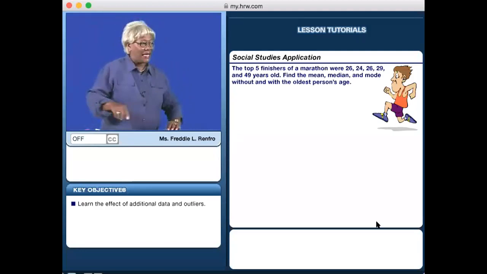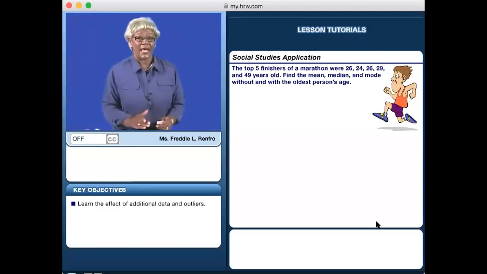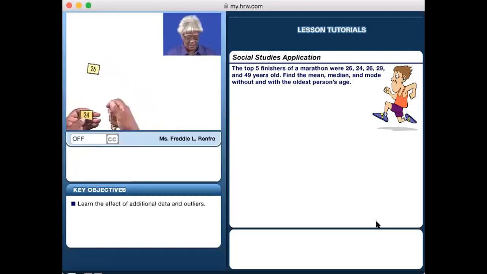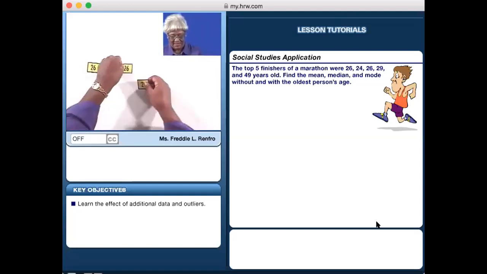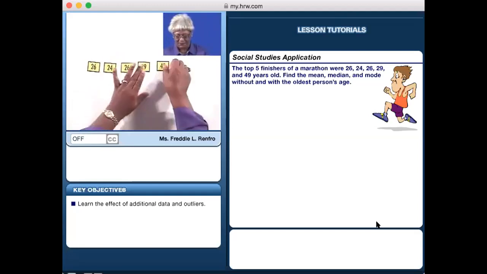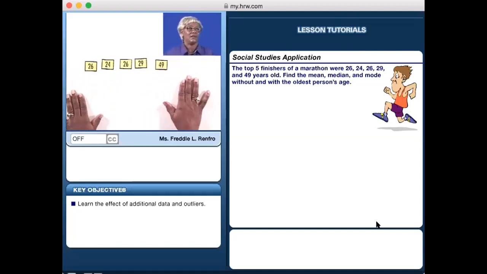Okay, I'm going to read that again. We had 5 finishers, and their ages were 26, 24, 26, 29, and 49. 5 finishers, and these are their ages. Let's find the mean, the median, and the mode with and without the oldest person's age.